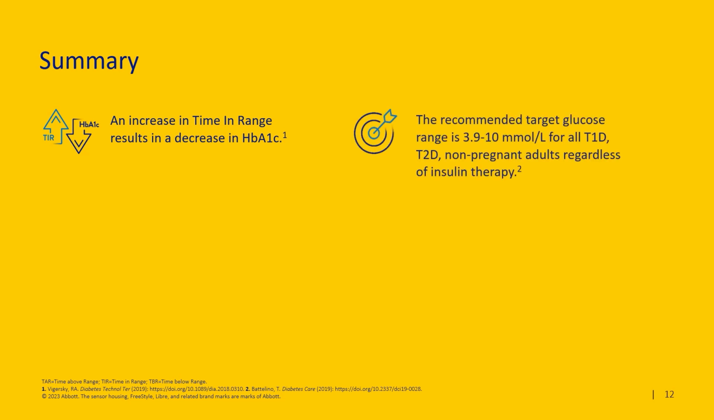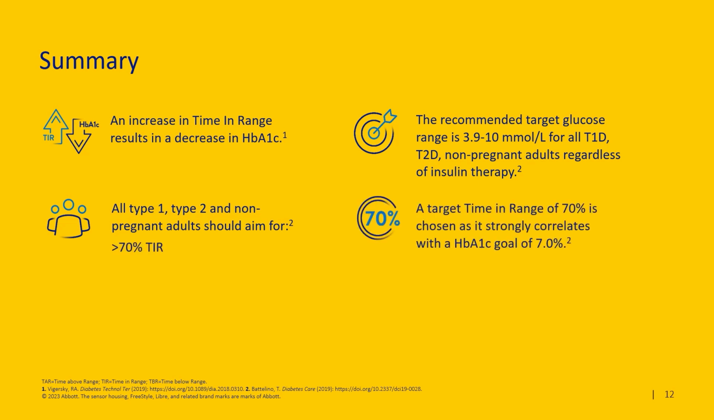In summary, we know that as time in range increases, HbA1c decreases. The recommended target glucose range is 3.9 to 10 millimoles per litre for most people with type 1 or type 2 diabetes. Most people with type 1 or type 2 diabetes should aim for more than 70% time in range, less than 25% time above range, less than 4% time below range.